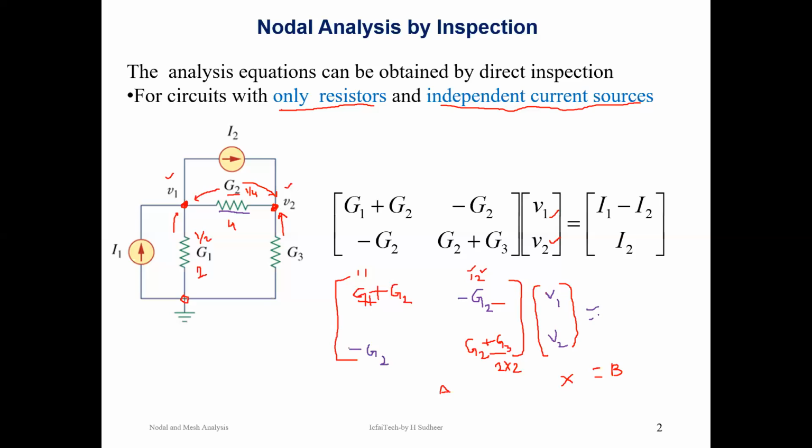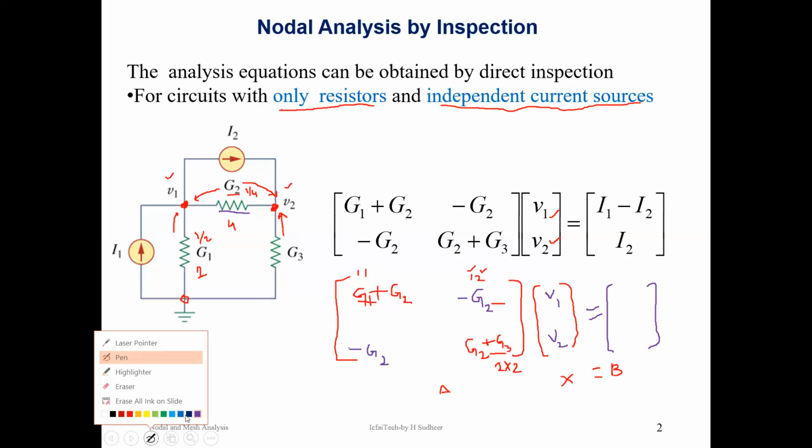Now very important, and we need to be careful while writing a B matrix. Ax is equal to B. So B matrix will contain the current source values. If the current is an incoming current, we will take it as a positive value on the right hand side. If the current is leaving that particular node, it is considered as a negative value.